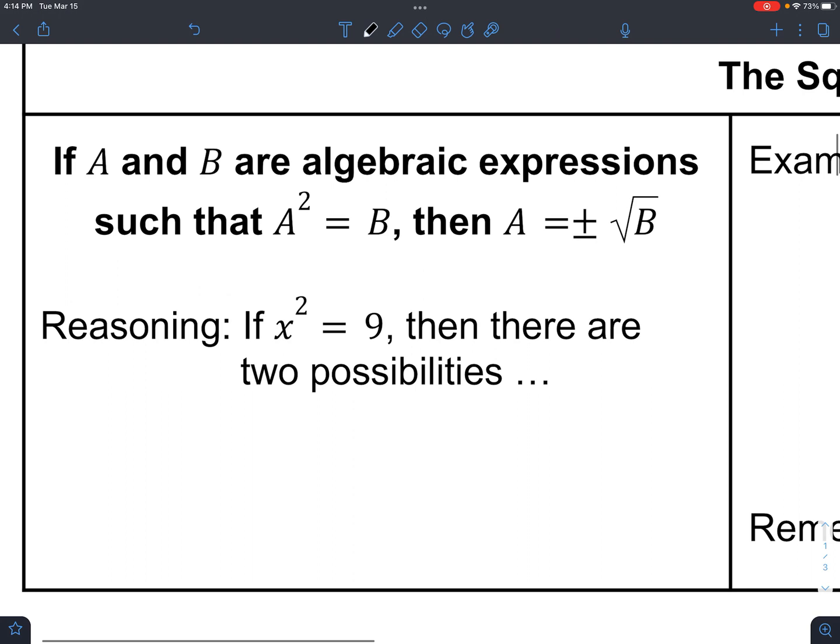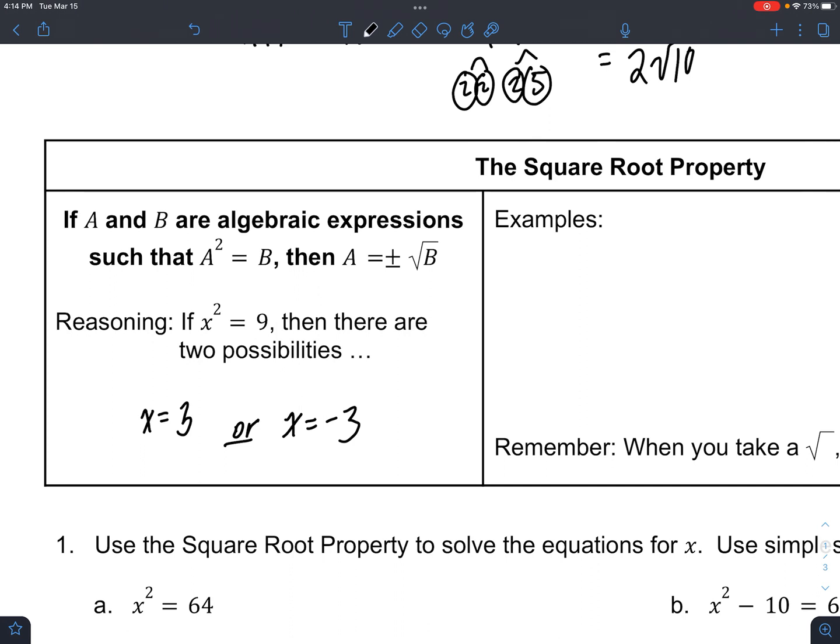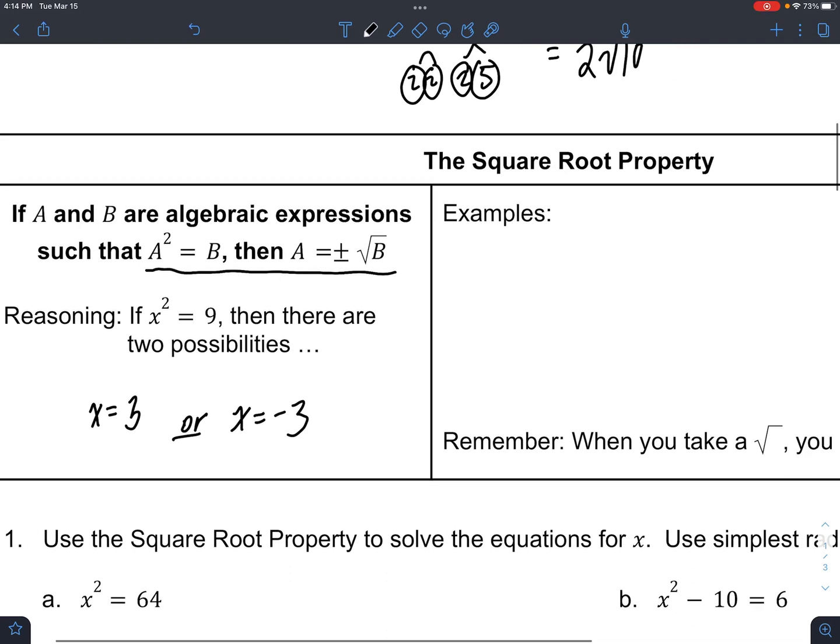The square root property essentially just says that if you have x squared equals 9 or something similar, of course x could be 3. 3 squared is 9, but there's also a negative branch or negative option. Okay, so the statement is here: if a squared equals b, then you can take the square root of both sides as long as you add the plus or minus.